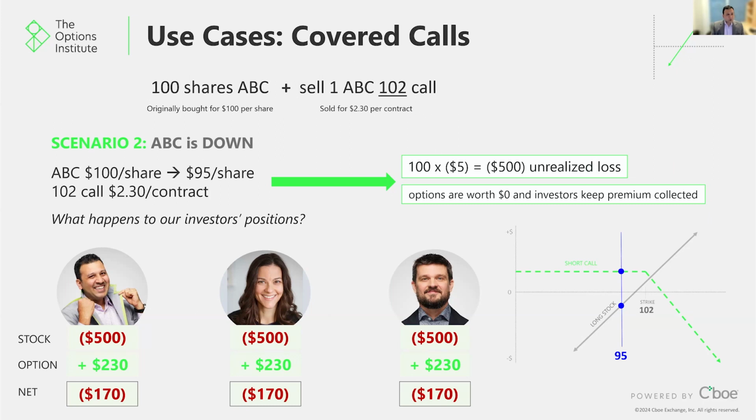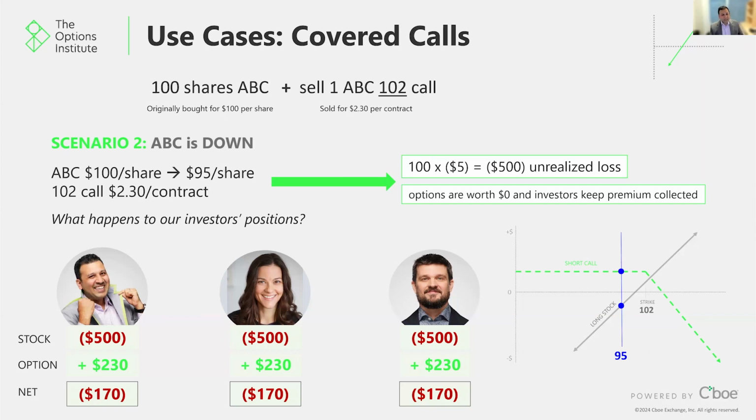So it's gone from 100 down to 95, right? At expiry, that call option, the 102 call, which we collected $2.3 for, is now worth 0, right? So each of these participants collected that premium up front, right? And it helps reduce the loss.